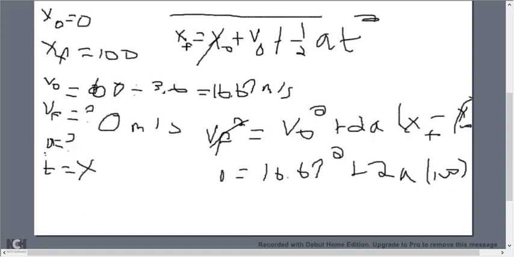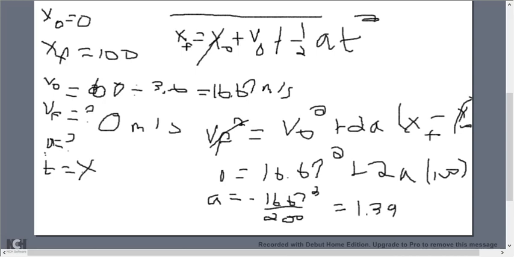So now that should give me a equals negative 16.67 squared divided by 200, which should be, 16.67 squared should be about, 16 squared is 256, divided by 2 is 128. Move the decimal over, 0.128 roughly. Let's see. I'm going to the handy dandy calculator. I'm going to square 16.67, then I'm going to divide by 200, and I get 1.39 meters per second squared.